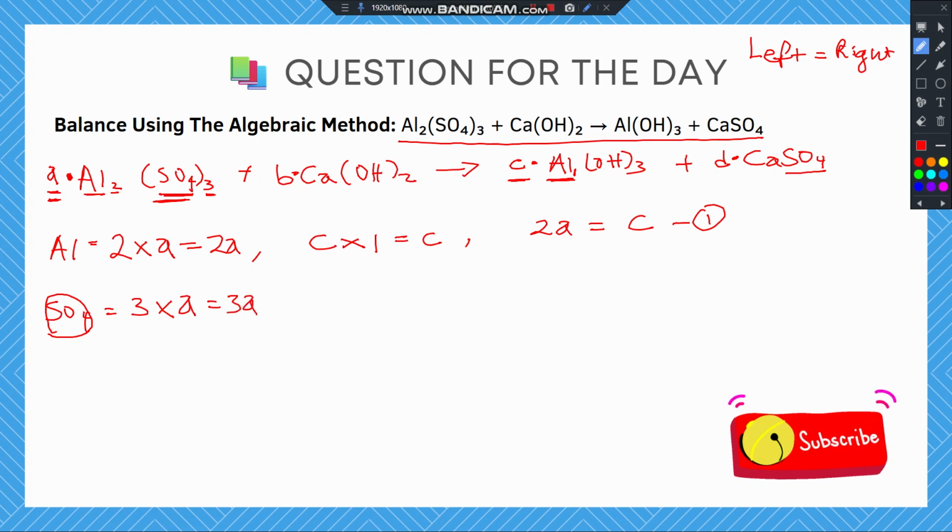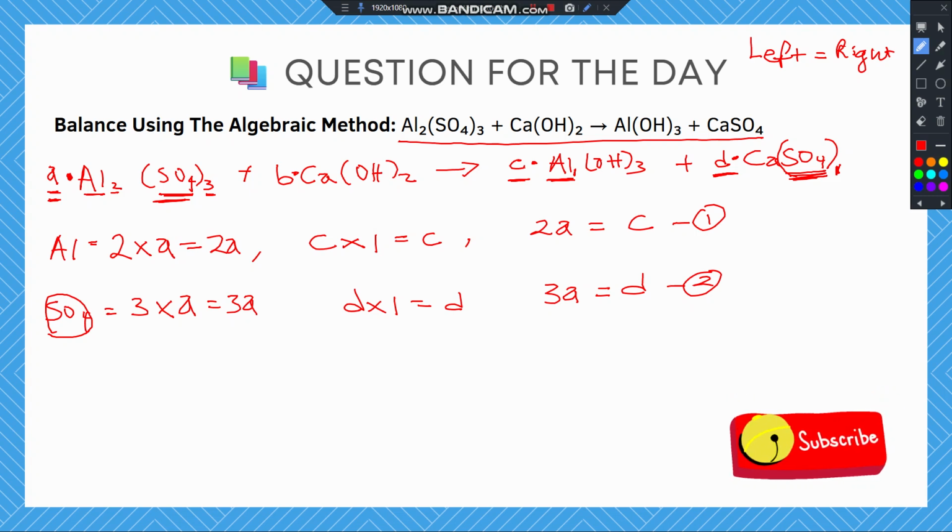That gives us 3A. On the right hand side, you can see SO₄ over here. And SO₄, if you bring it out like this, has a subscript of just 1, or it appears only 1 time. And then the coefficient attached to it is the letter D. So that tells us that on the right hand side, the number of times SO₄ appears is given by D multiplied by 1, which is equal to D. So equating the left hand side 3A to the right hand side gives us 3A is equal to D. This is the second equation.